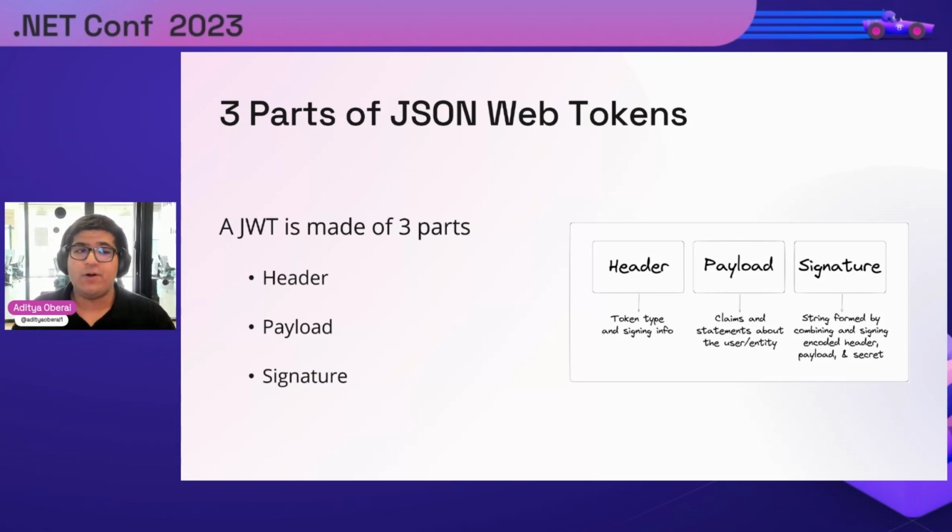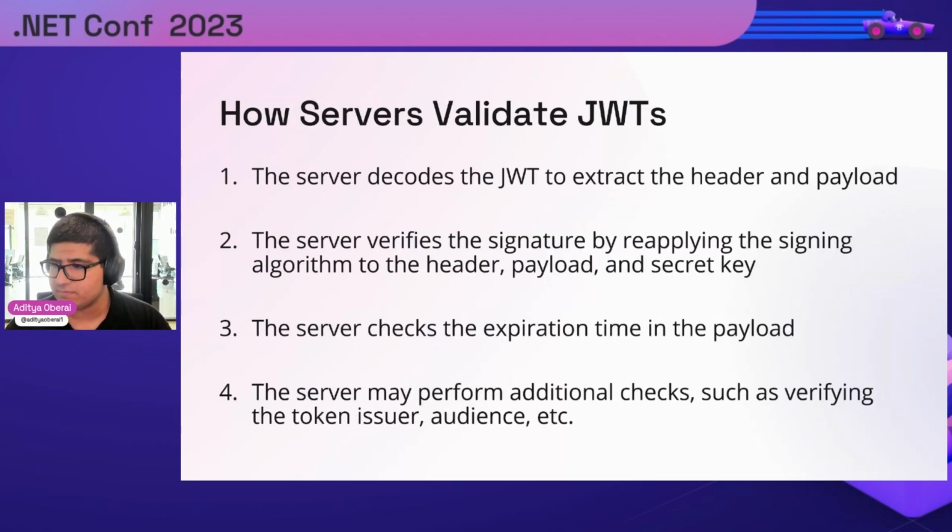The third part of a JWT is its signature. And this signature is created by taking the base64 encoded header, the base64 encoded payload, and a secret key that is only known to our server. And we combine these three and apply the signing algorithm on top of it. So this signature helps ensure the integrity of the token, and it can prevent tampering as well.